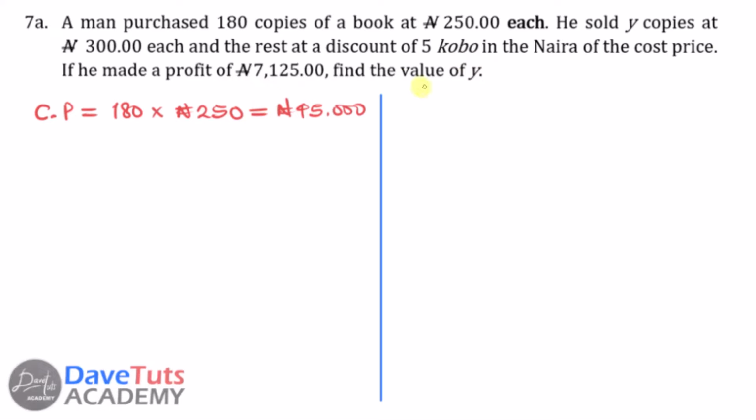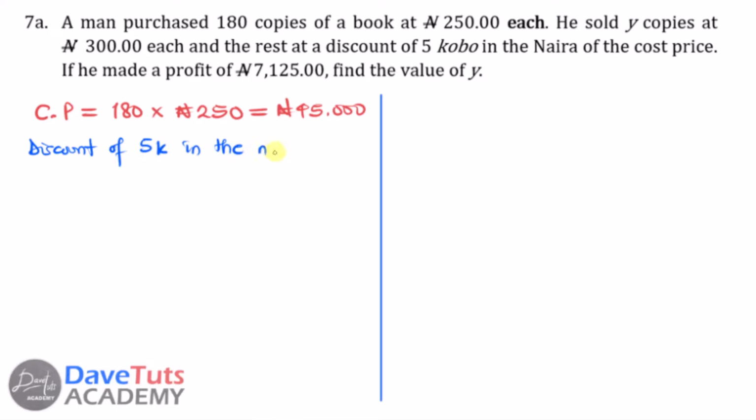Okay, now before we look at the matter of his selling price, since we are talking about profit here, before we look at the matter of his selling price, let's try and get this discount of 5 kobo in the naira.